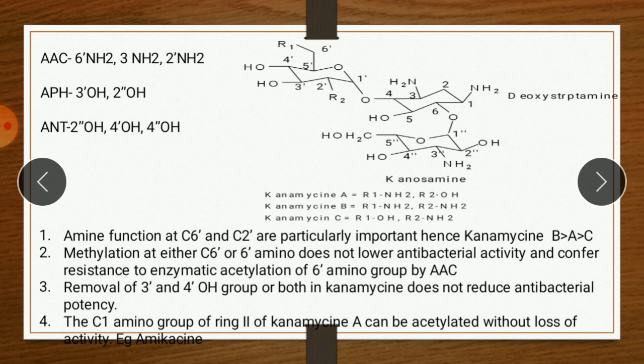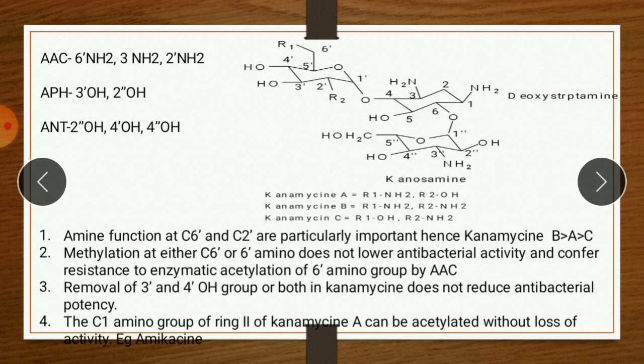So here the simple approach used to protect the drug from the inactivating enzyme is that either you remove the targeted group or protect this targeted group by attaching bulkiness around that target. So if we do the methylation at carbon 6, then this methylation protects the amino group on the 6th position from AAC. Similarly, if the amino group is replaced by a methyl group, then there is no attack of AAC.